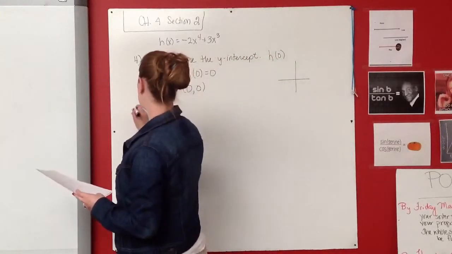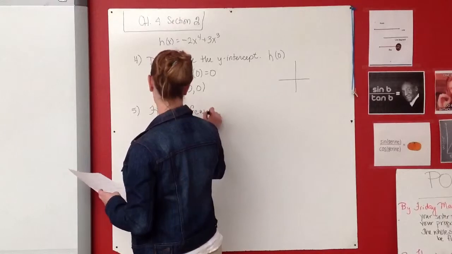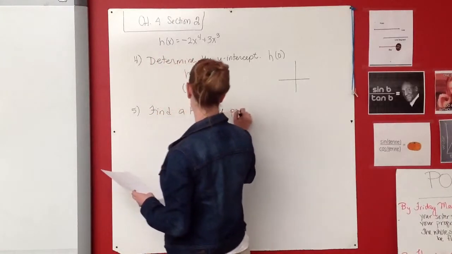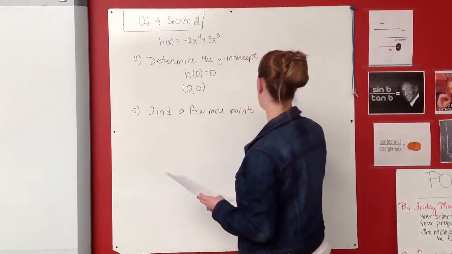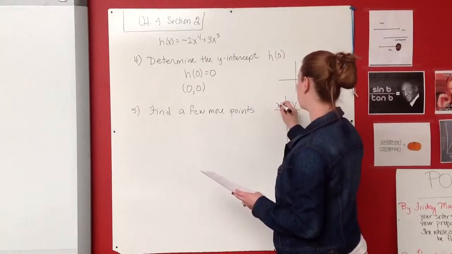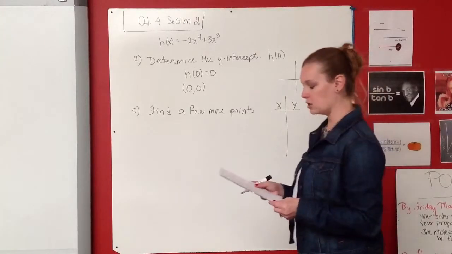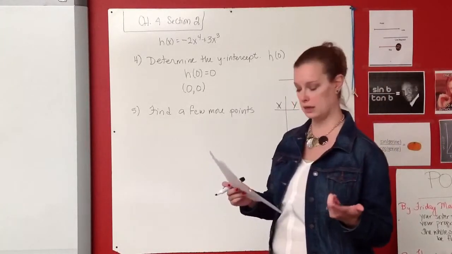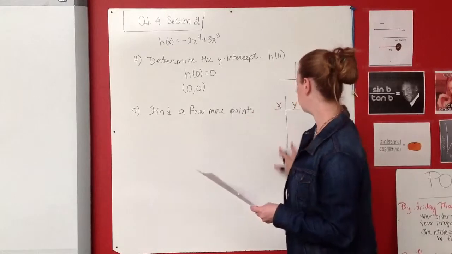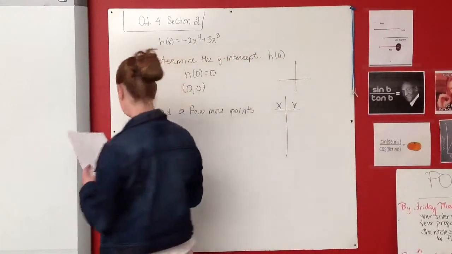Step number 5 is simply to find a few more points. And the idea with that is just make a t-table. That's probably the easiest way to do it. At this point, you have your x-intercepts, you have your y-intercept, you have the points that we use to test the interval on. Just pick a few more arbitrary points, plug them into the function. You should be fine with that.